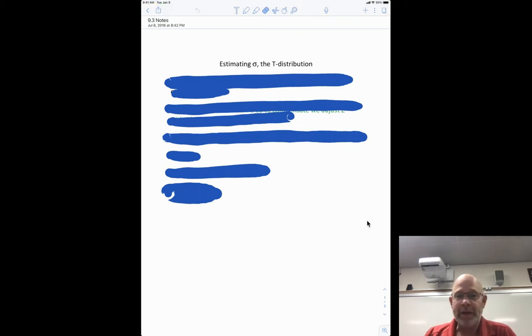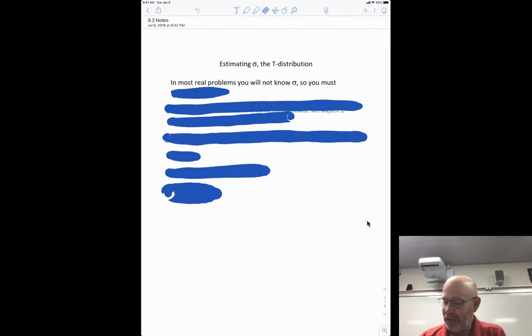All right, hello everyone. We are now on section 9.3. We've done one whole chapter, chapter 8, on hypothesis testing of proportions. And now in chapter 9, we did hypothesis tests and confidence intervals for mean. And one of the conditions for the ones we've been doing is that we knew the population standard deviation.